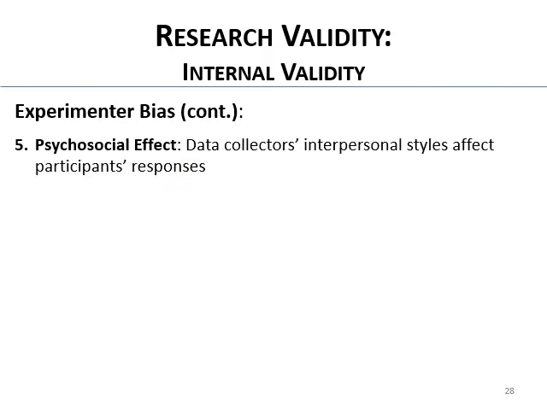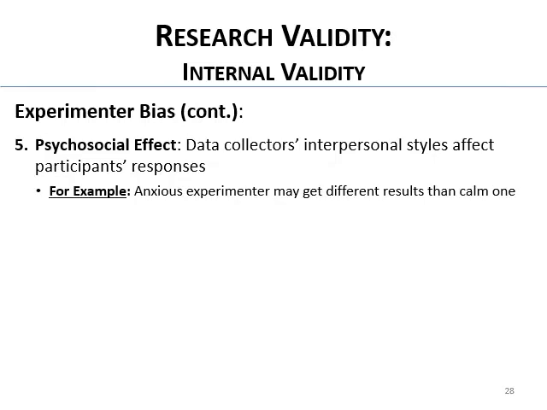So the psychosocial effect is when there are differences in data collectors' interpersonal styles that affect the responses. So it differs from biosocial in that it's not biological characteristics. It's how they interact and communicate that affects participants' responses. So as you might guess, an anxious experimenter who's collecting data may get different results than a calm one, for example, right? Come on, come on, come on, give me an answer. You're going to get different results if someone's just patient, right? So we call that a psychosocial effect.